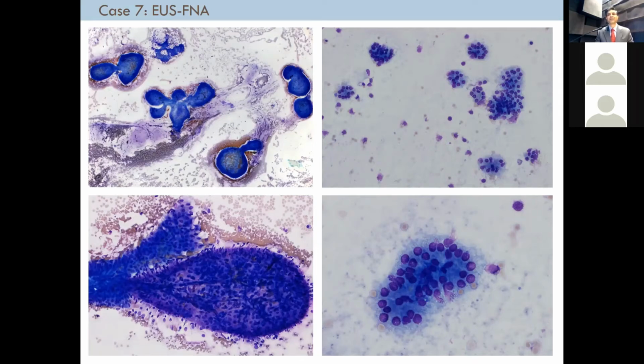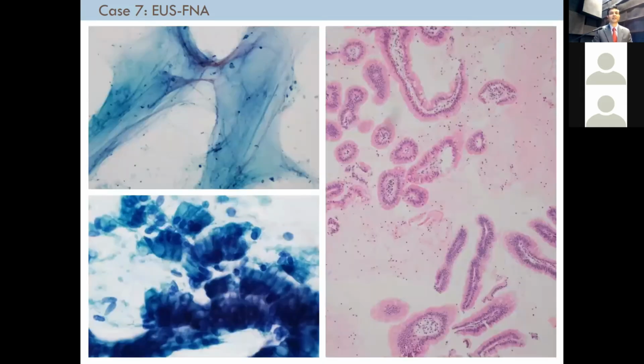And also seen were these round bud-like cohesive epithelial groups that were composed of rather bland appearing cells with abundant cytoplasm and no significant nuclear atypia. The Pap stain smears show this characteristic thick mucin and strips of mucinous epithelium with basally located nuclei. The cell block showed again these papillary structures, the cross sections, and they are lined by mucinous epithelium that have gastric foveolar type morphology.